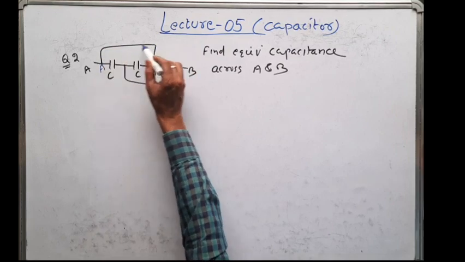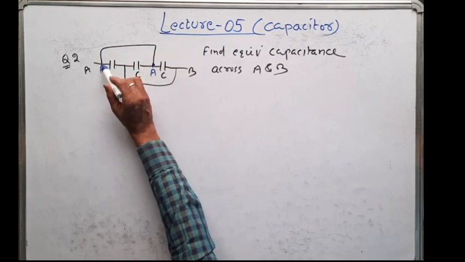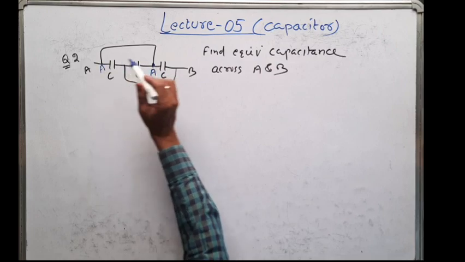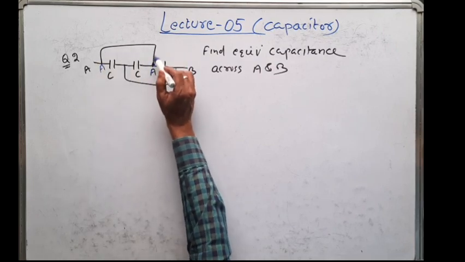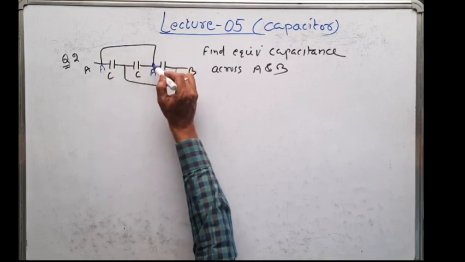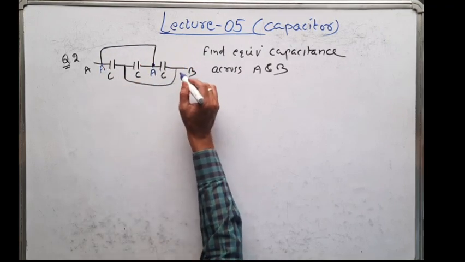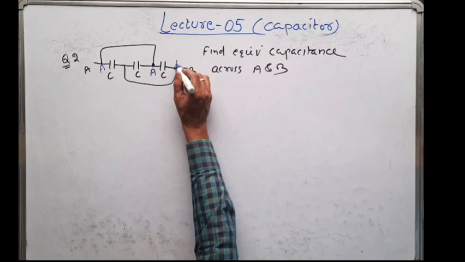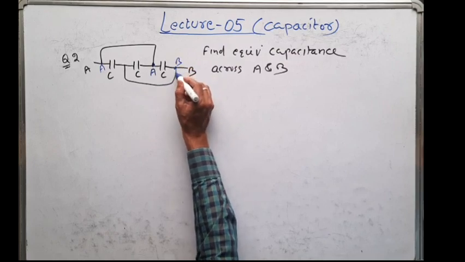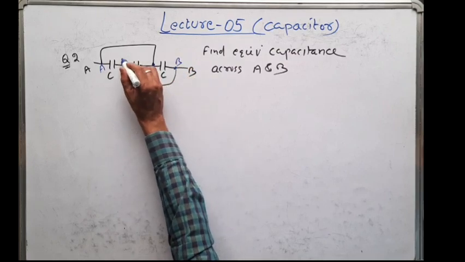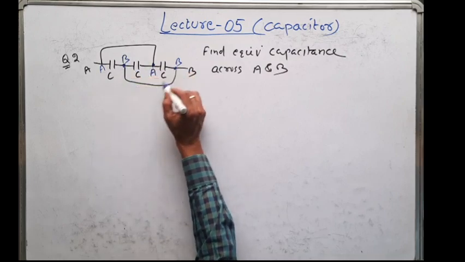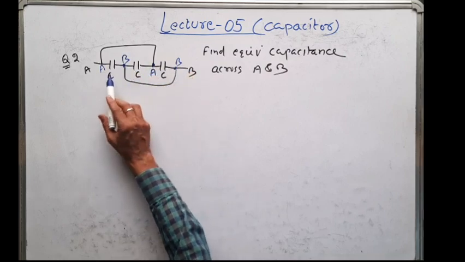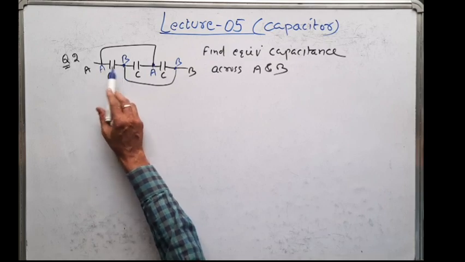So this wire is having same potential. At this point and this point potential is the same because it is connected by a wire. So you can say it is short circuited. Similarly, if this point is B, this point is also B, and this point is similar to this point because in between this point to this point there is no capacitor, so it is short circuited. So I got two variables, only A and B.